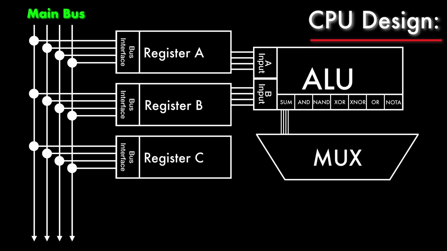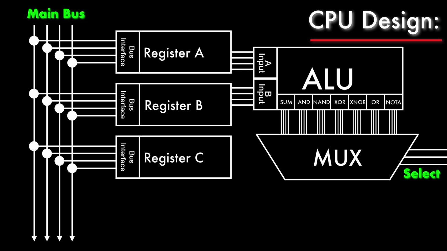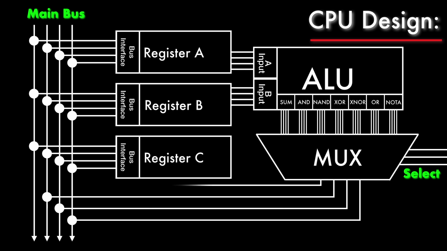As soon as values are loaded into the A and B registers, the ALU will calculate all the arithmetic and logic functions in parallel. All seven of those results, 16 bits each, are separate inputs into the MUX. The MUX select bits are used to choose which ALU function we actually want to use. The multiplexer output is then connected to the main bus, where the result can be stored in register C.